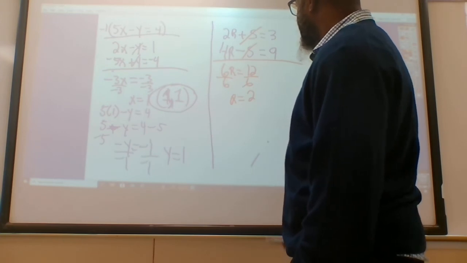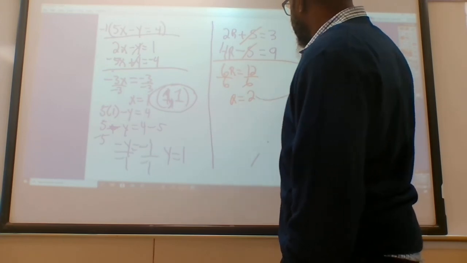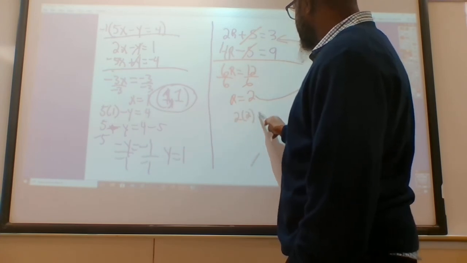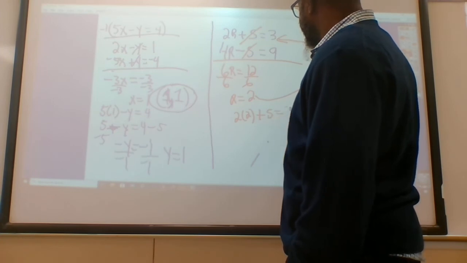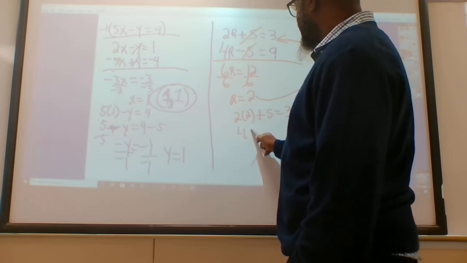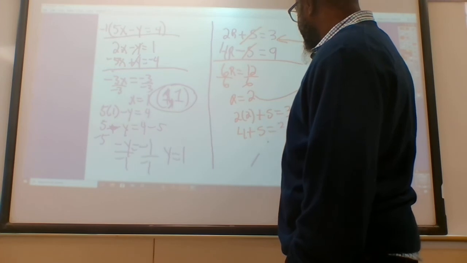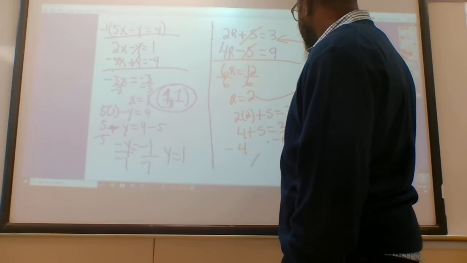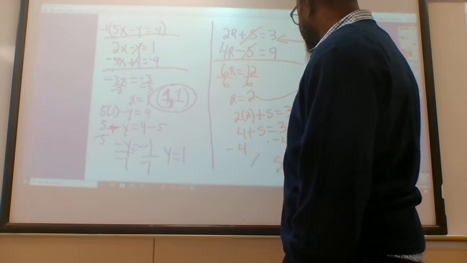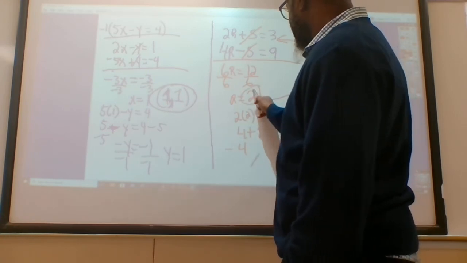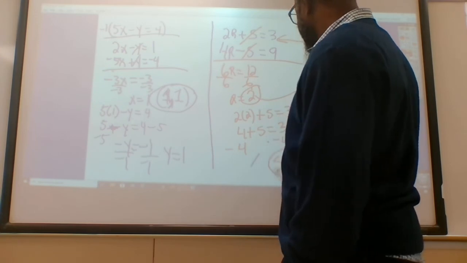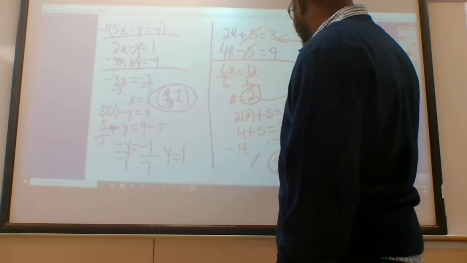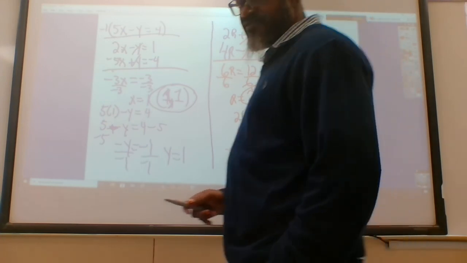Since I know the value of r, I can replace it in the first equation. That will be 2 times 2 plus s is equal to 3. I will have 4 plus s is equal to 3. Subtract 4 on each side. Then I will have s to be negative 1. So those are my solutions. By r, s, that will be 2, negative 1 in alphabetical order. This is the solution of the system.